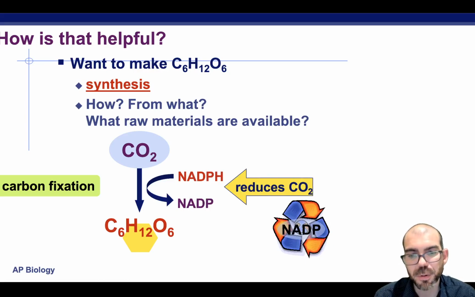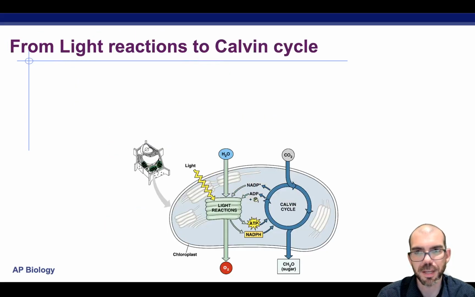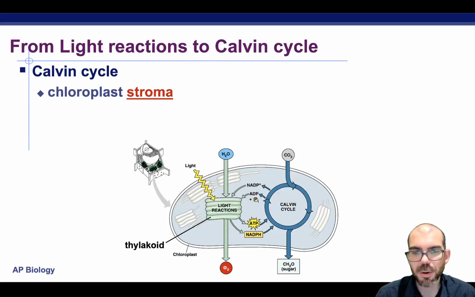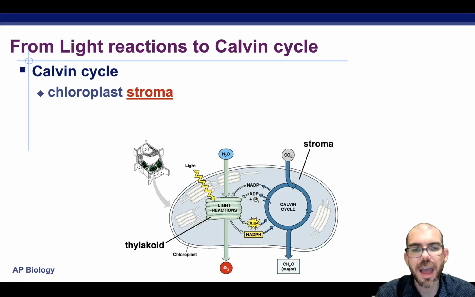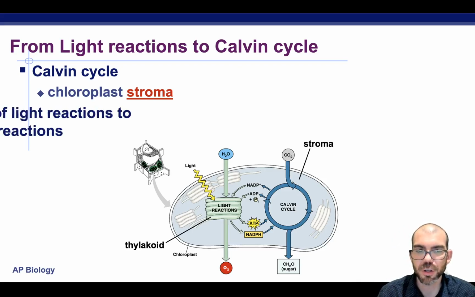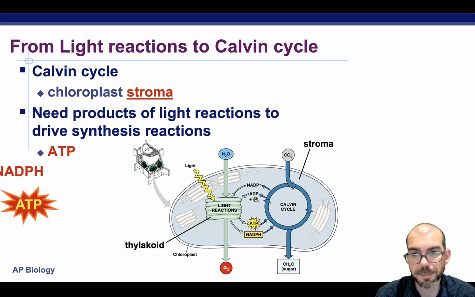NADPH is going to provide the reducing power for that to happen. And what's great about NADPH and other electron carrying molecules is that they can be recycled and reused, so it's not a big expense for an organism like a plant. So now we've left the light reaction, which occurred in the thylakoid. Everything from here on out with the Calvin cycle is occurring in the stroma.